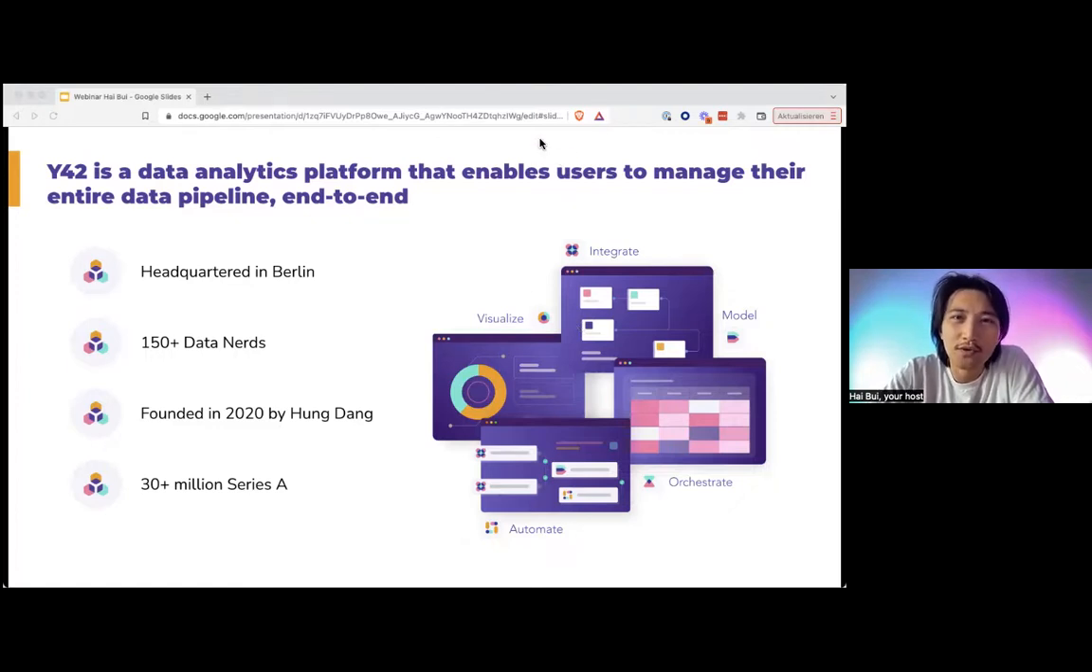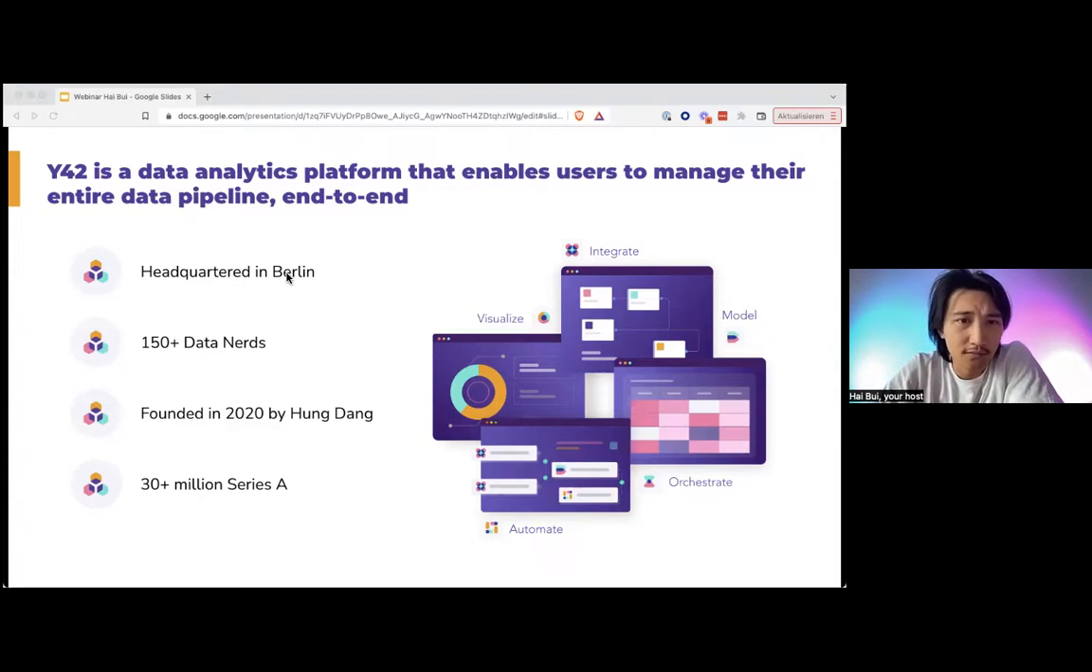Y42 is the modern data stack in one product, with very high usability and a very low entry point for business analysts. And especially in our version 2, it still provides data engineers with all the functionalities that they love, like version control, it's fully programmable and so on. But it still has a nice user interface. So you can use it as a business analyst, but also as a data engineer.